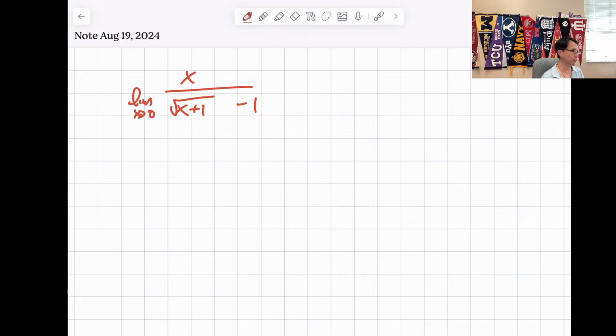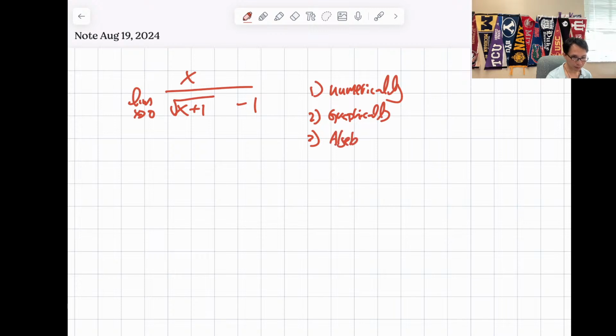All right, so L'Hopital's rule has a limitation, and we didn't talk about L'Hopital's rule until the end. There was a reason why we didn't talk about that. When you evaluate limits, there are a few different ways: numerically, graphically, and algebraically. So you can do it numerically.